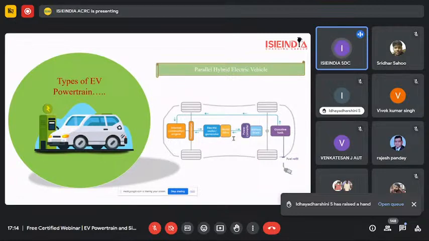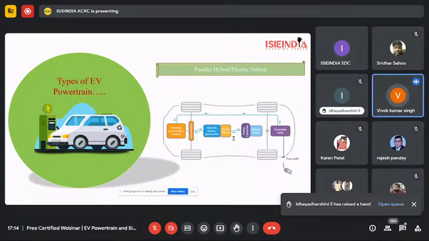In the parallel hybrid electric vehicles, there are a few cases: there is only IC engine mode or battery mode, and even the hybrid mode in which both the IC engine as well as the battery operate to move the vehicle, and then we have regenerative braking. So can anyone tell me what is regenerative braking, and what happens to the motor in that region?